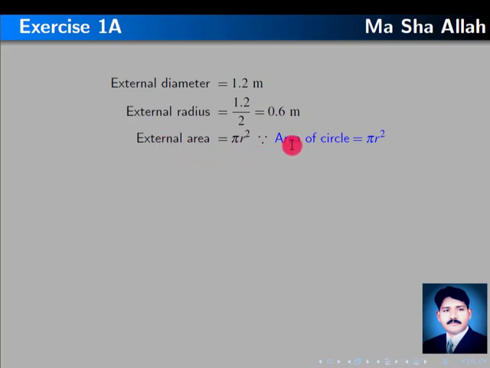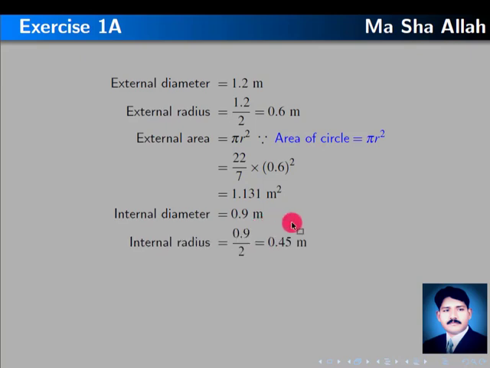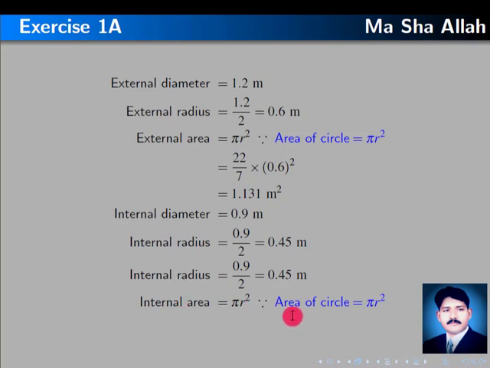External area is pi r square. Using the formula, area of circle is equal to pi r square, putting the values of pi and r, we get 1.131 meter square. Similarly, the diameter of the internal circle is equal to 0.9 meter. Internal radius, which is the half of the diameter, is equal to 0.45 meter. Internal area is equal to pi r square. Putting the values of pi and r in the formula, we simplify and find the internal area 0.636 meter square. This is the external area and this is the internal area.